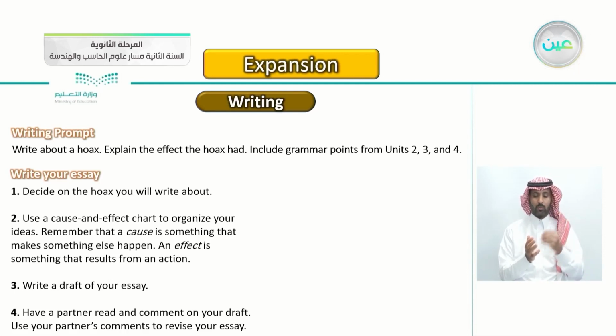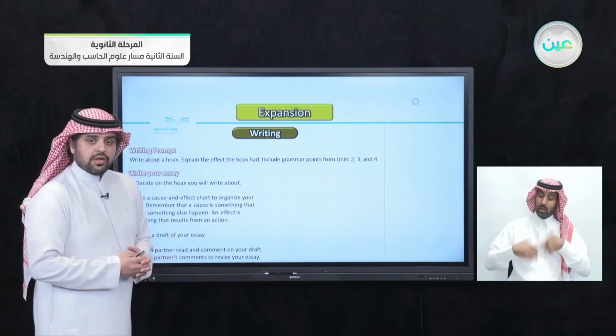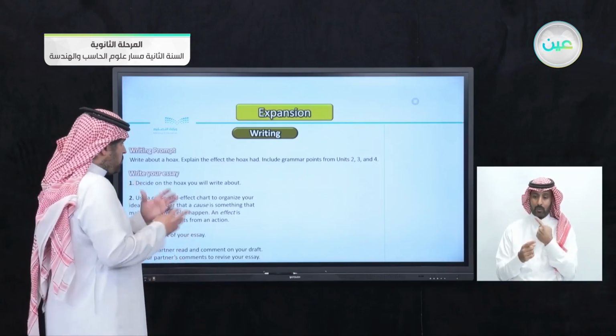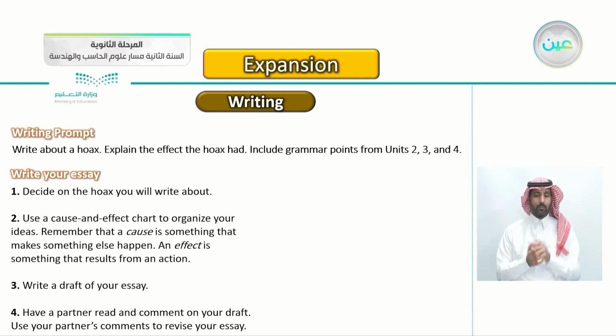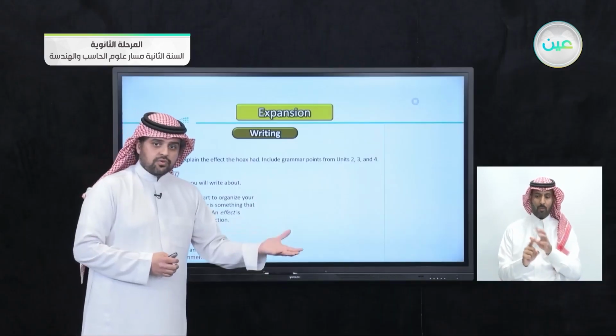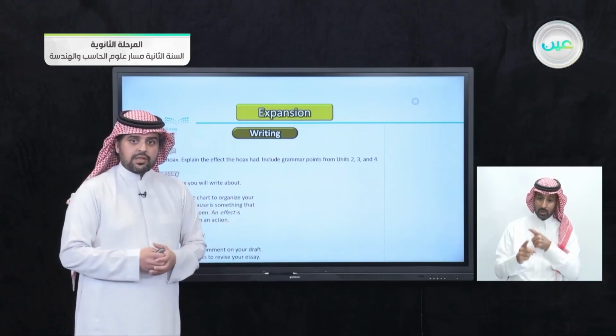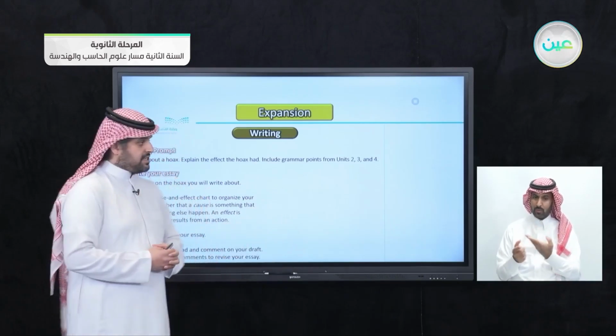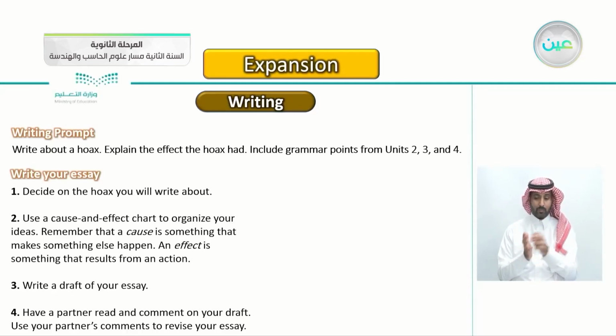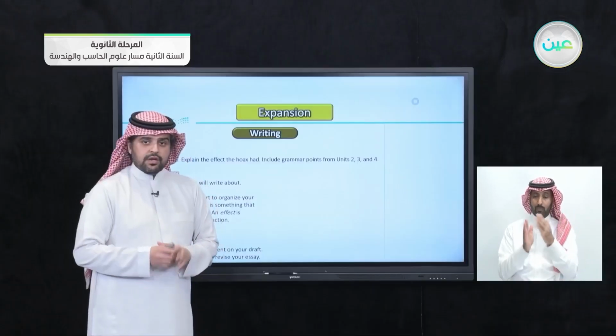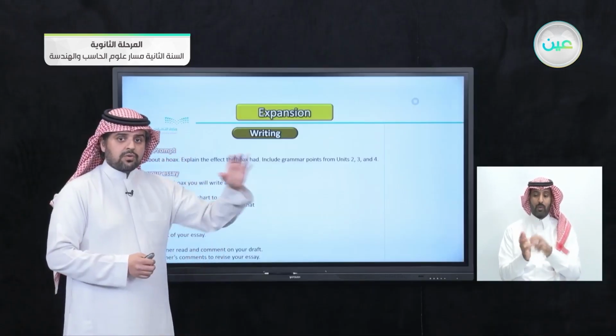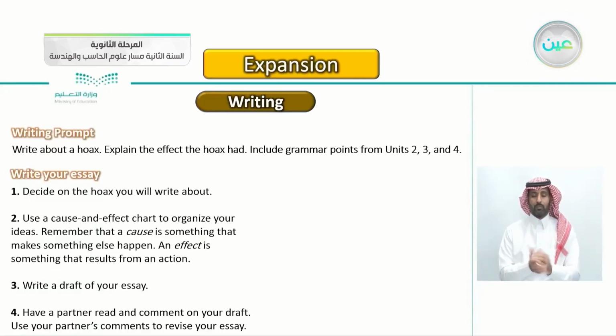So the first exercise here, the writing prompt, is to write about a hoax, maybe a joke or a prank that you pulled on one of your friends. Explain the effect the hoax had. What did they do after they realized it was a joke? What did they do during the hoax itself? Include grammar points from units 2, 3, and 4. So if you go to units 2, 3, and 4, the grammar points, include these in the article.